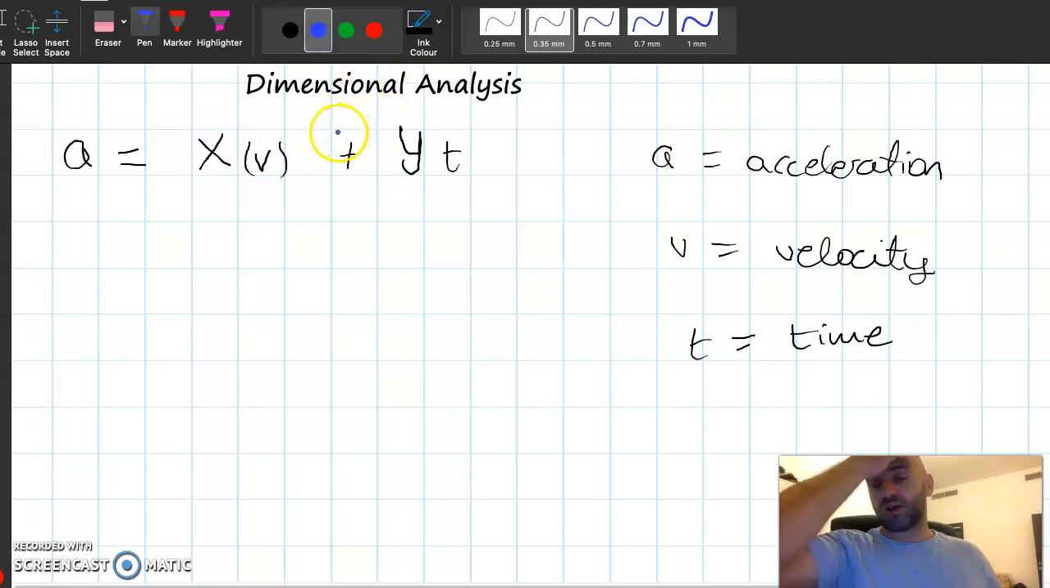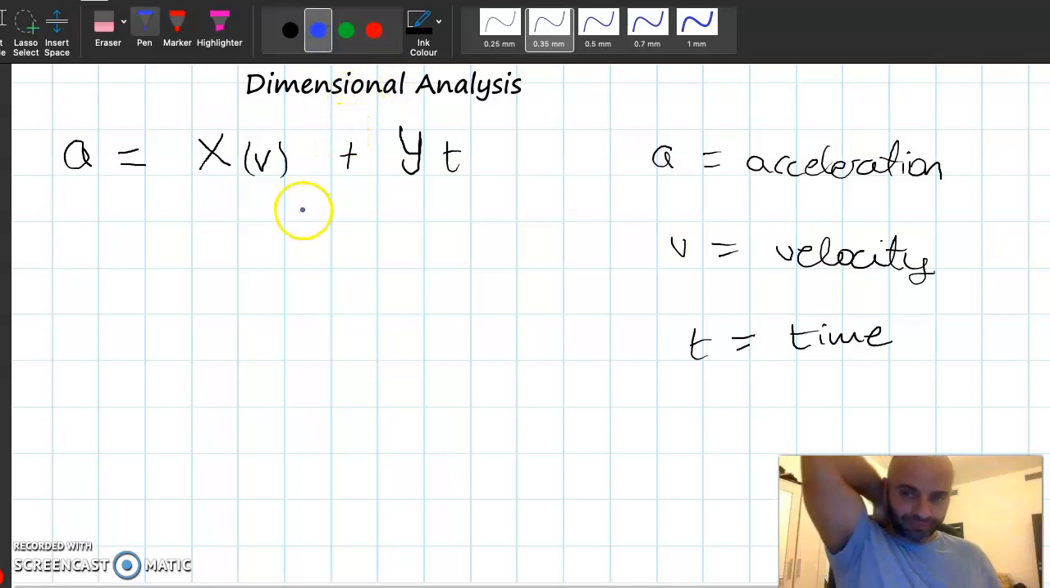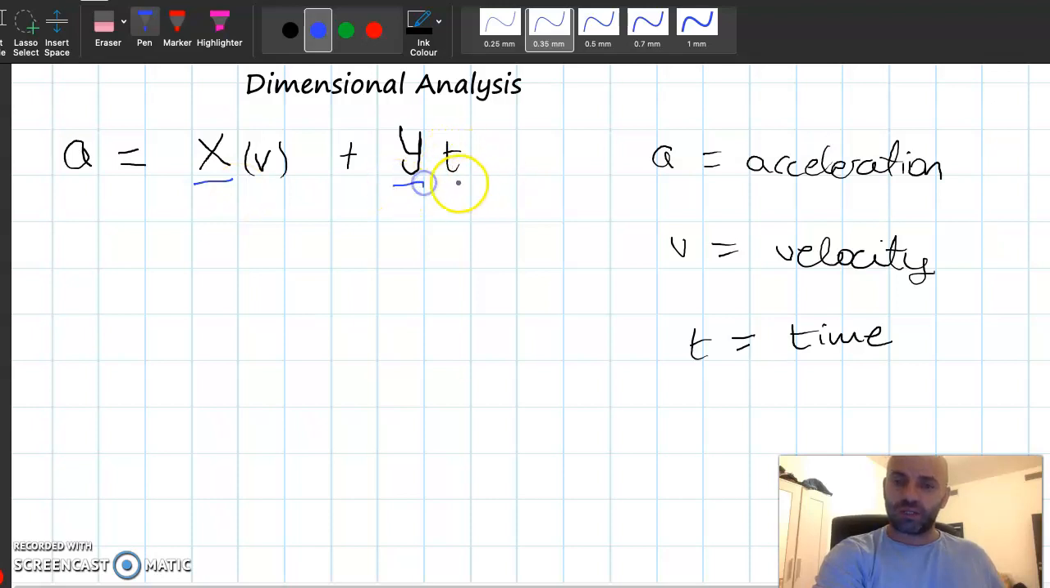So this video is on dimensional analysis. We're given a problem, a equals x times v plus y times t. Now the a, v and t are all known quantities to us. It's the x and y that are not known.